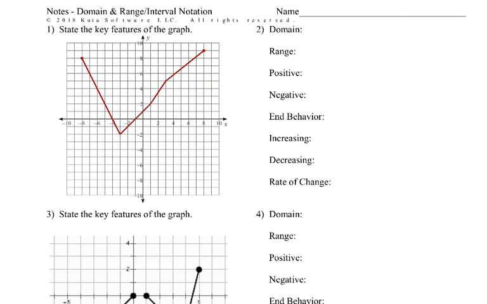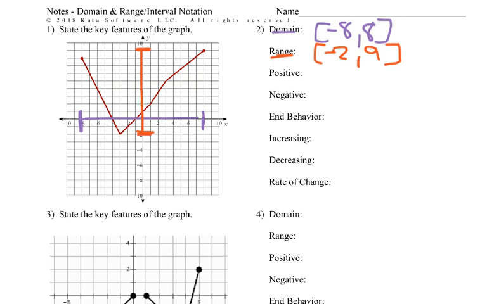So the domain is all the x values of our graph. Basically, how far to the left, how far to the right. Our graph starts out here at -8, and it keeps going to +8. That's the domain of our graph, -8 to +8. The range is the y values. So how low does it go, how high does it go? The lowest point is at -2, and it goes up to +9. So from -2 to +9.